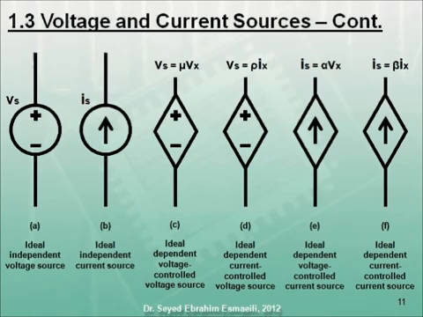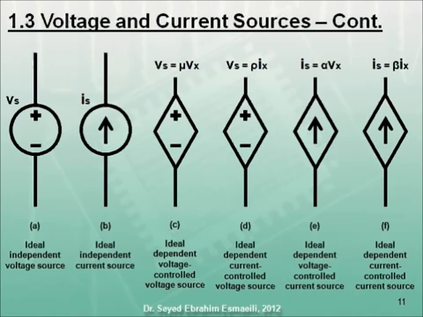An independent source like the independent voltage and current sources presented in figures A and B establishes a voltage or a current without relying on voltages or currents elsewhere in the circuit. A dependent source, on the other hand, establishes a current or a voltage whose value depends on the value of a voltage or a current elsewhere in the circuit. Dependent sources are also referred to as controlled sources. These are the ones presented in figures C to F.